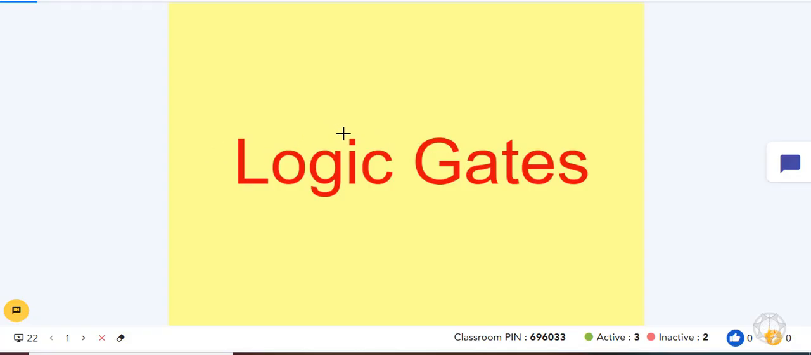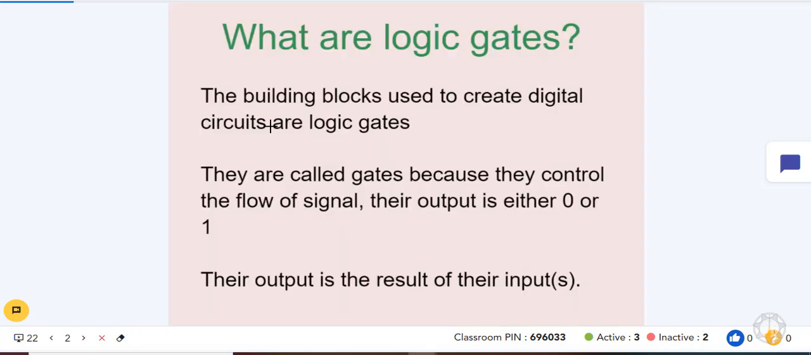Hello everyone, today we will discuss the logic gates. So what are the logic gates? The building blocks used to create digital circuits are called logic gates. They are called gates because they control the flow of signal. Their output is either 0 or 1. Their output is the result of the inputs. That means whatever input we give to the logic gates, either it may be 0 or 1, the output will change according to the function of a gate.